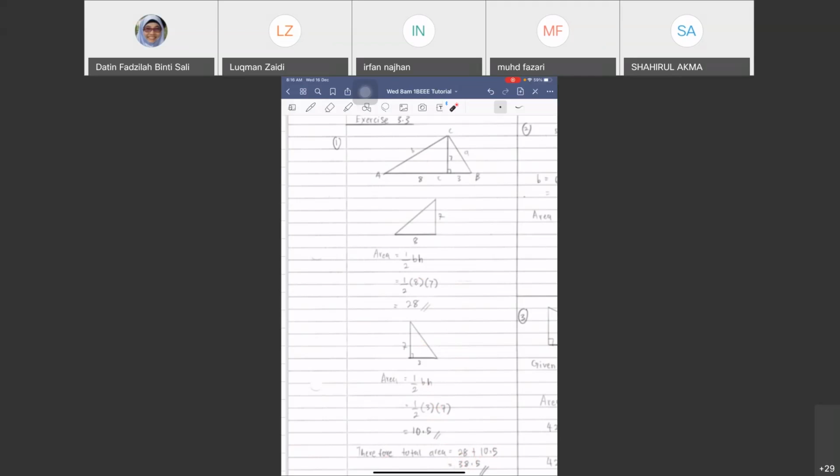You can separate it straight away. Does anyone have a different answer, or a different way of doing it? Anyone? This one is actually correct. That means you just separate, then find the area of the bigger triangle plus the area of the smaller triangle. You add these two, and you get your answer for the area.